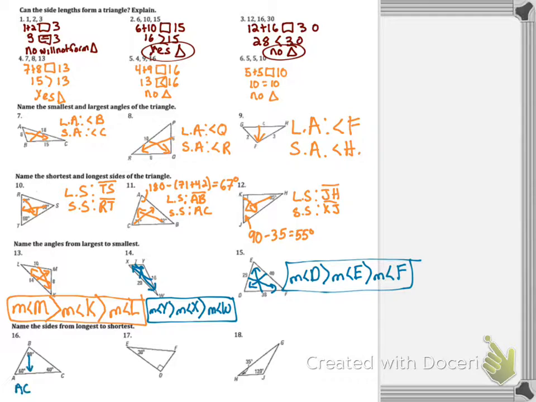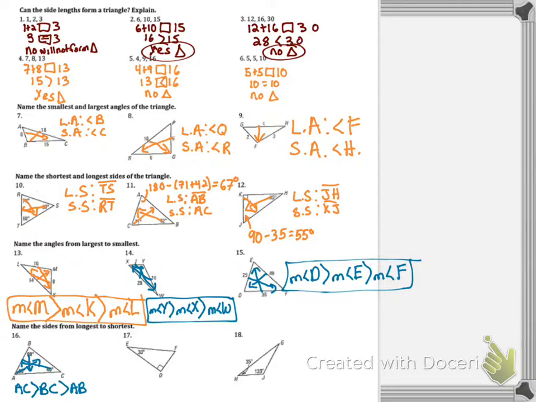So normally when I name segments, I put a line over it, but now we're talking about distances. So the distance of AC doesn't need a line over it, because when we talk about distance, we don't put a line. AC is greater than the distance of, and then my next one is at 60 degrees, so it's going to be BC, which is greater than the distance of AB.